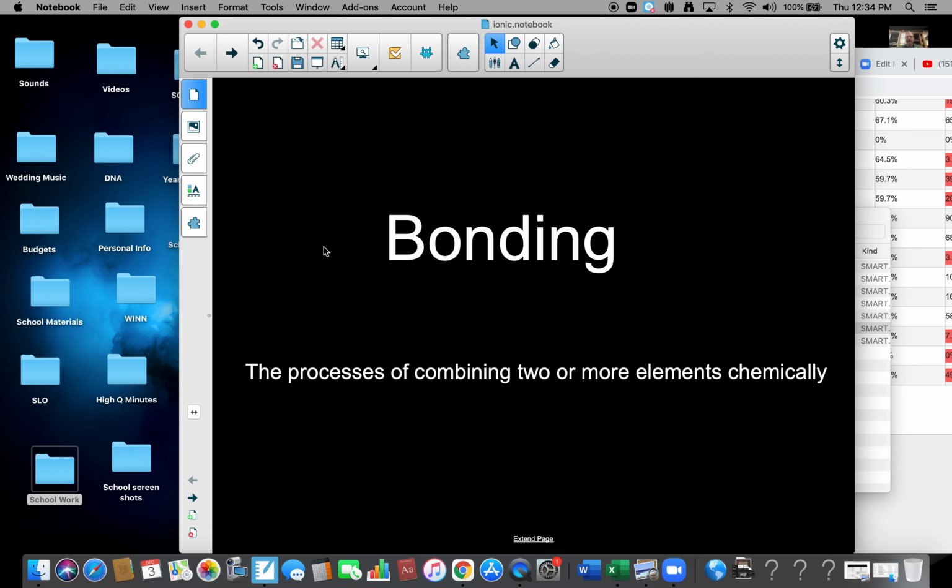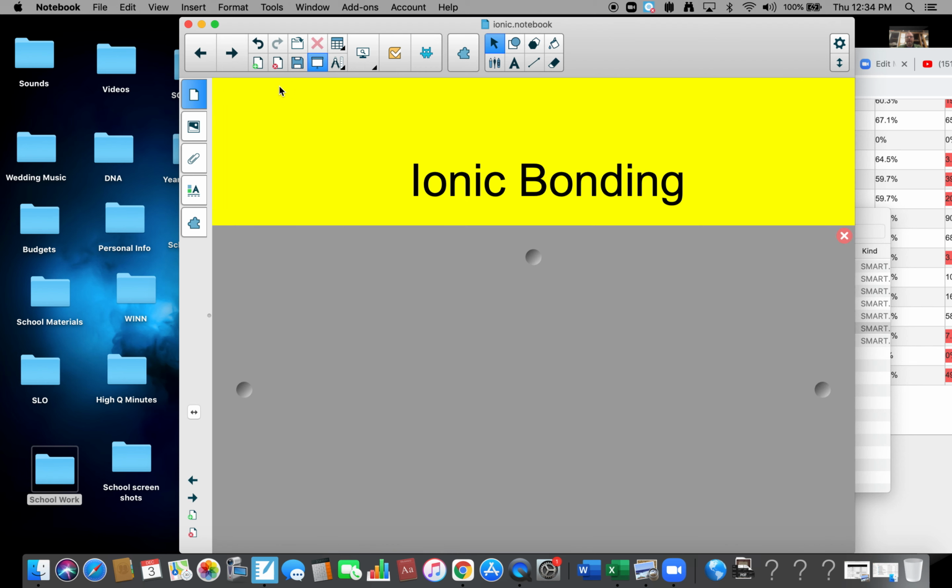Okay, bonding is a process of combining two or more elements chemically. Now there's two different types. Look at the first type today, which is ionic bonding.